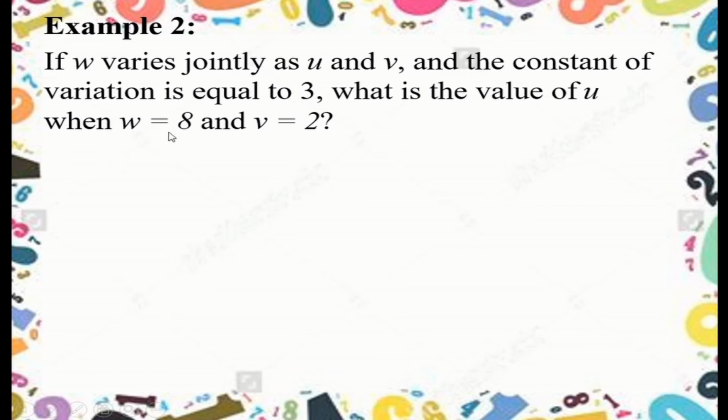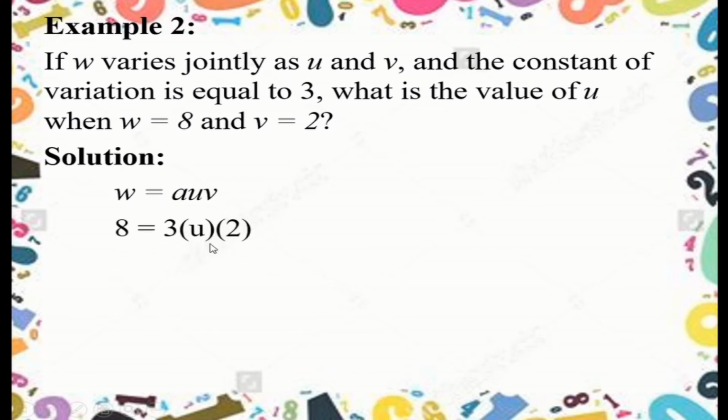So in this problem, given po yung constant of variation. So wala tayong problema doon. So we're going to simply substitute all the given. Okay, your W is 8, your V is 2, your constant of variation is 3. Again, saan kinuha itong mga numbers na ito? Nandyan lang yan sa problem. Unknown po si U kasi nga, sinabi niya, what is the value of U? So, unknown yun siya.